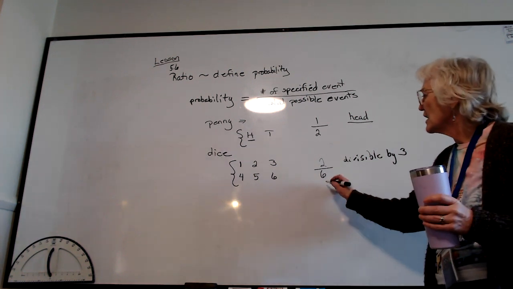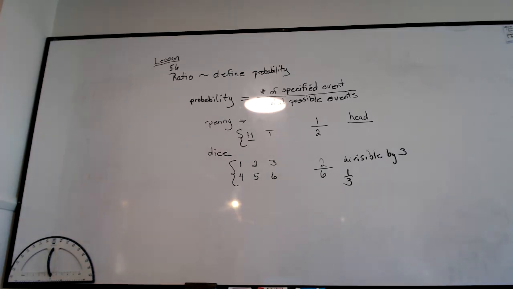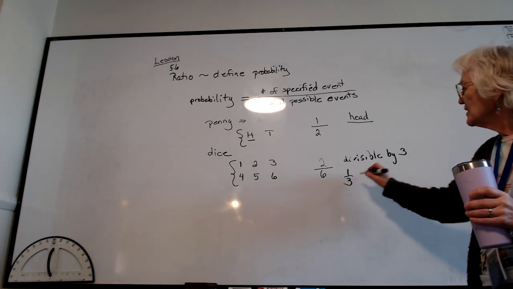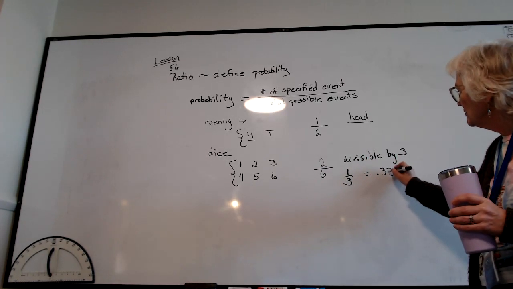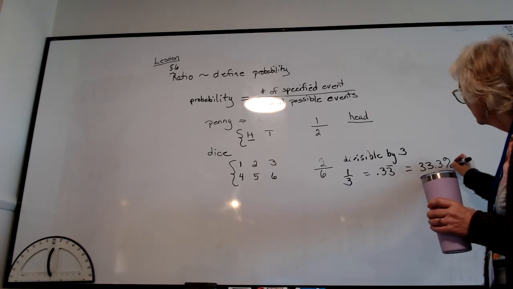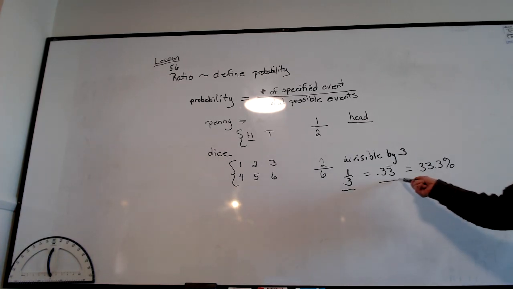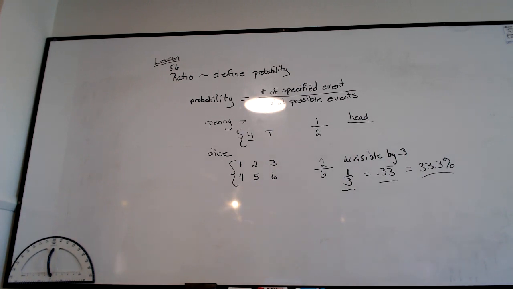So 2/6, or I could reduce it down to 1/3. Or I could make it into a percentage, which is divide 1 by 3, and we get 0.33 repeating, which is 33.3%. Okay. So once we get the fraction, we will see all of these different ways of writing probability. I like the ratio method the best, it's the cleanest, okay?